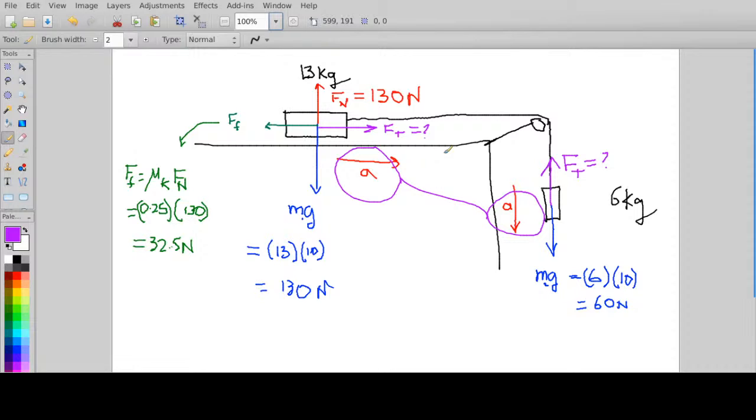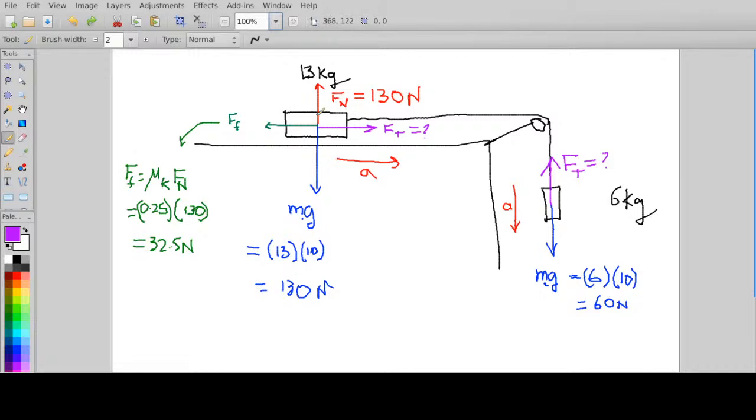Now, why does it do that? Why doesn't this box maybe accelerate more? Why doesn't it have a bigger acceleration? And the answer is it can't. If the 6 kilogram were accelerating faster than the 13 kilogram, then the string would be stretching, because the 6 kilogram would get further ahead of the 13, and then the string would be stretching.